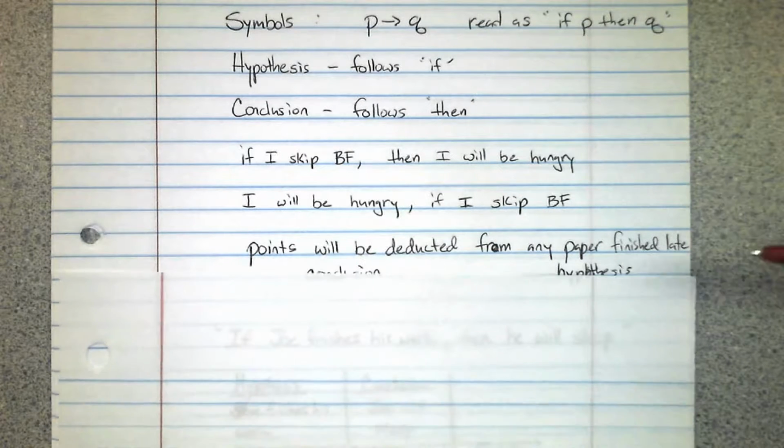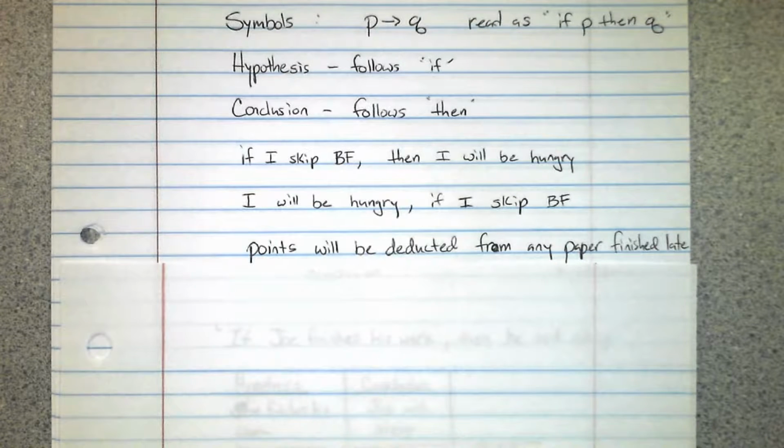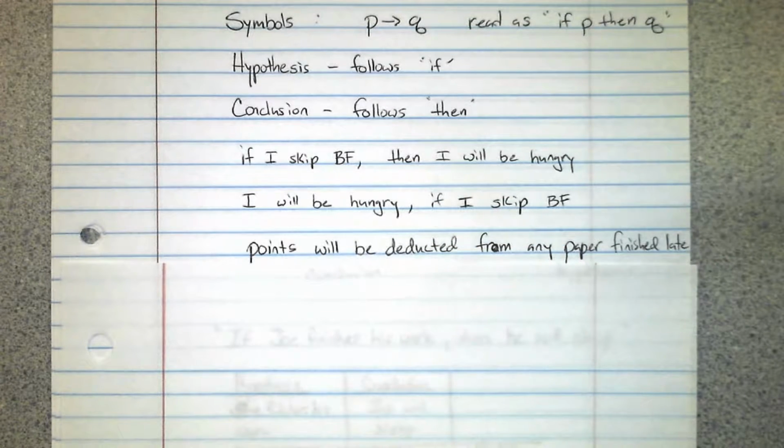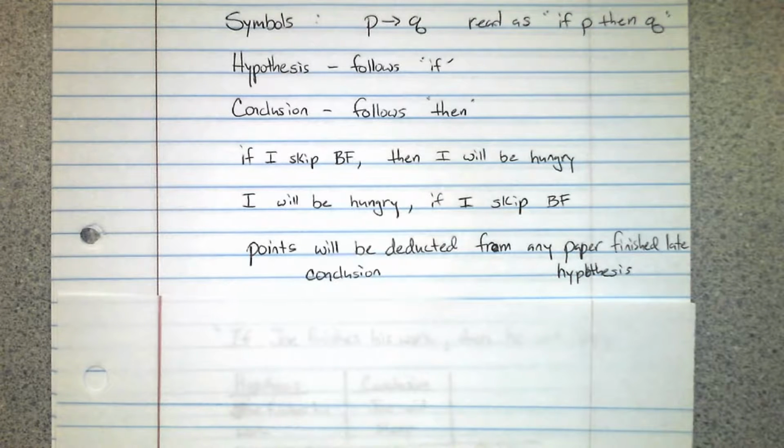Elaborating on that, let's look at this example. Points will be deducted from any paper finished late. Well, I don't see the word if or then. Still, even without seeing those words, just using reading comprehension, I can tell one is the conclusion and one is the hypothesis. Conclusion, what's going to happen? Points will be deducted. What's going to cause that? What's going to bring that about? If a paper is finished late. So, points will be deducted is my conclusion. Paper being finished late, that's the hypothesis.